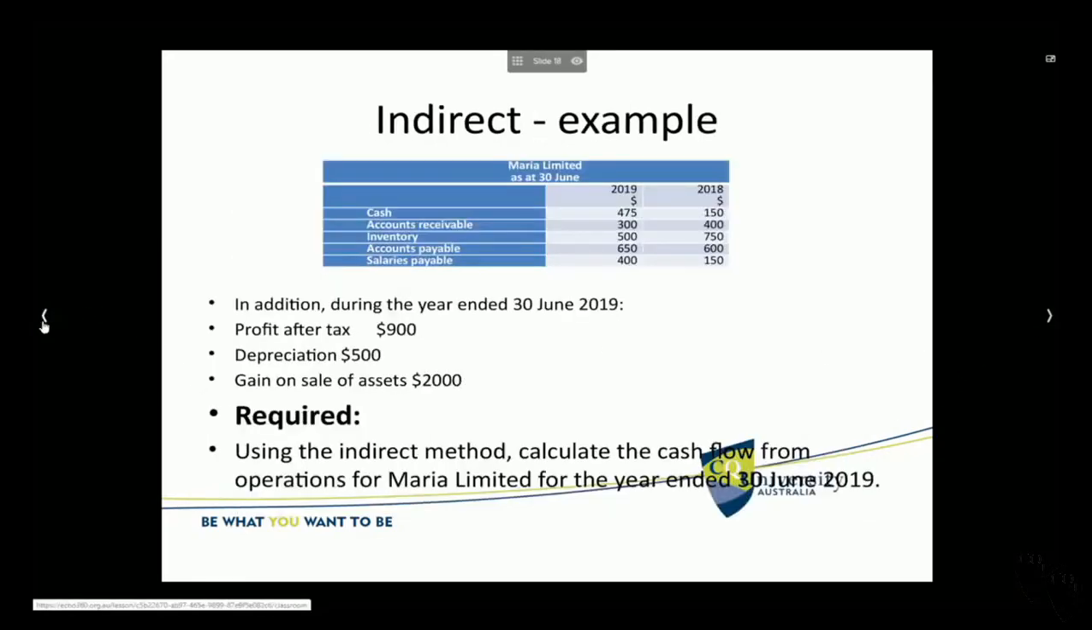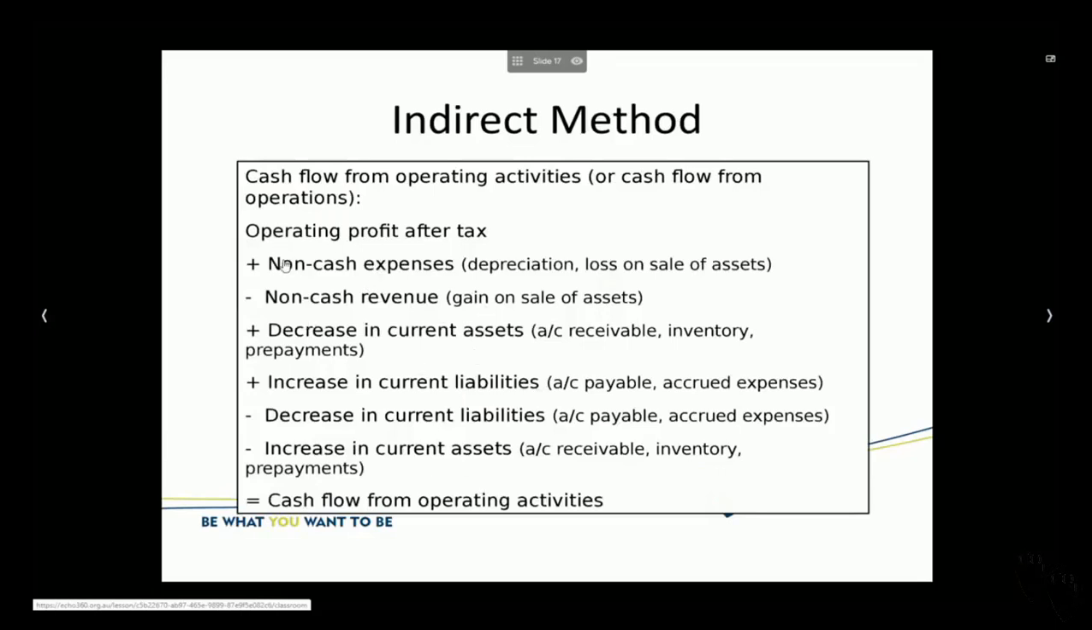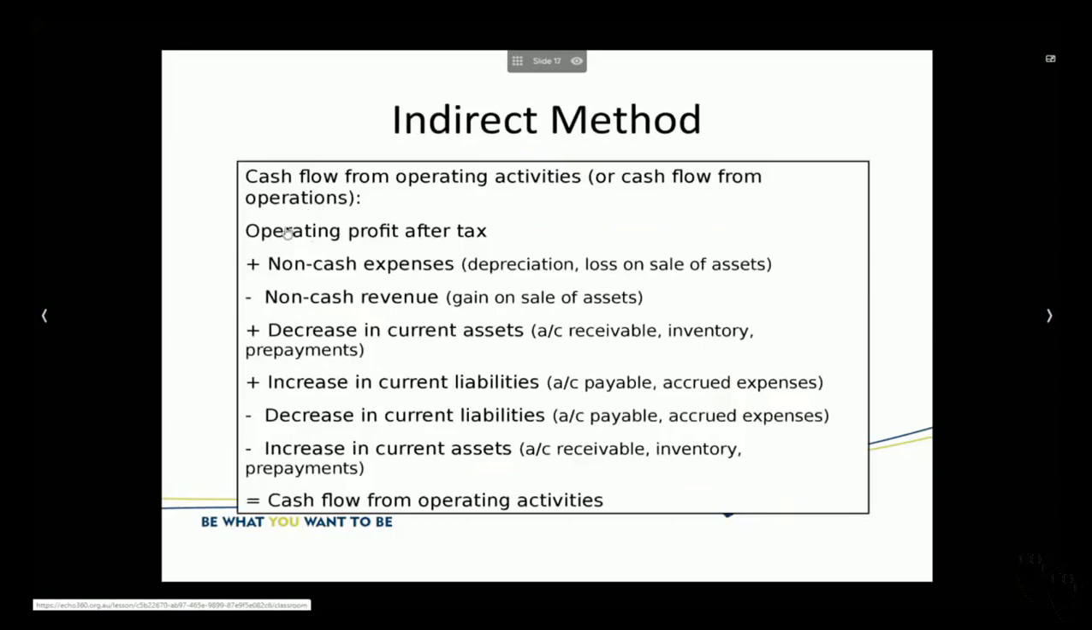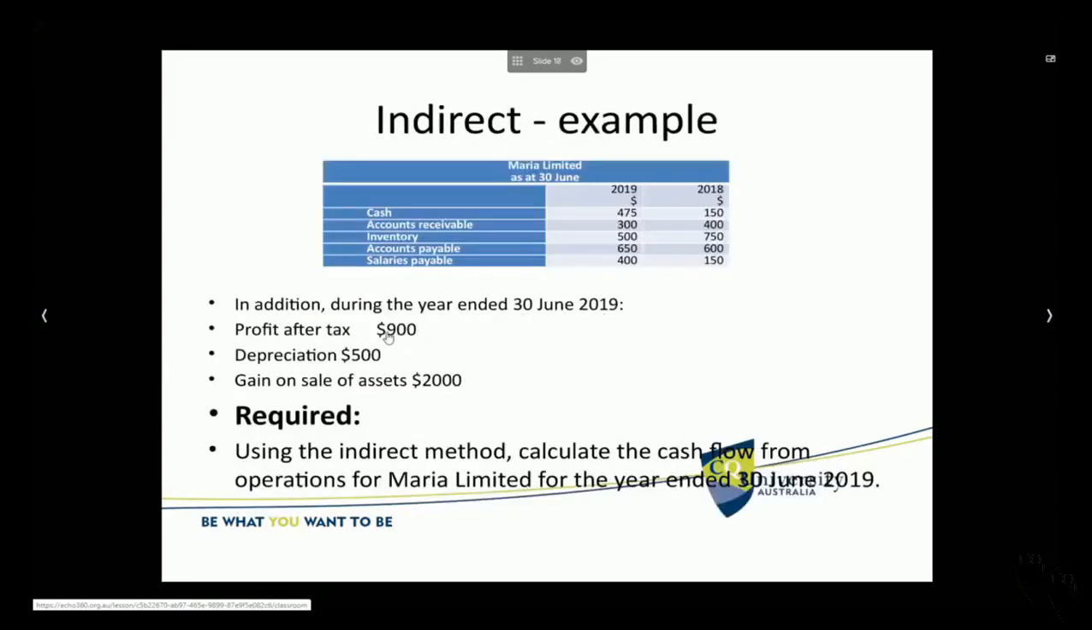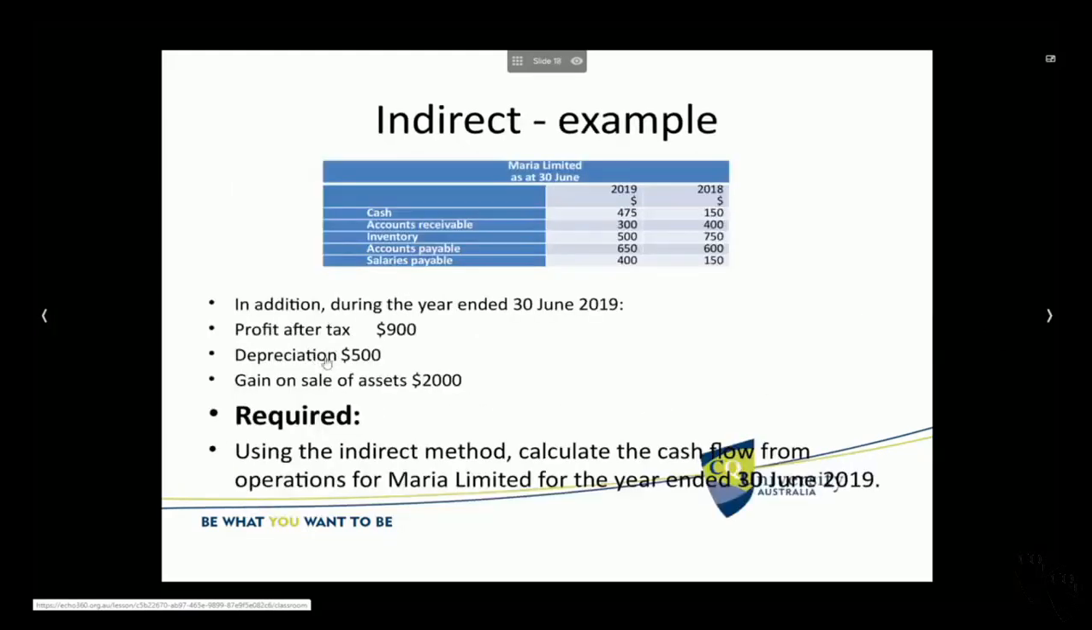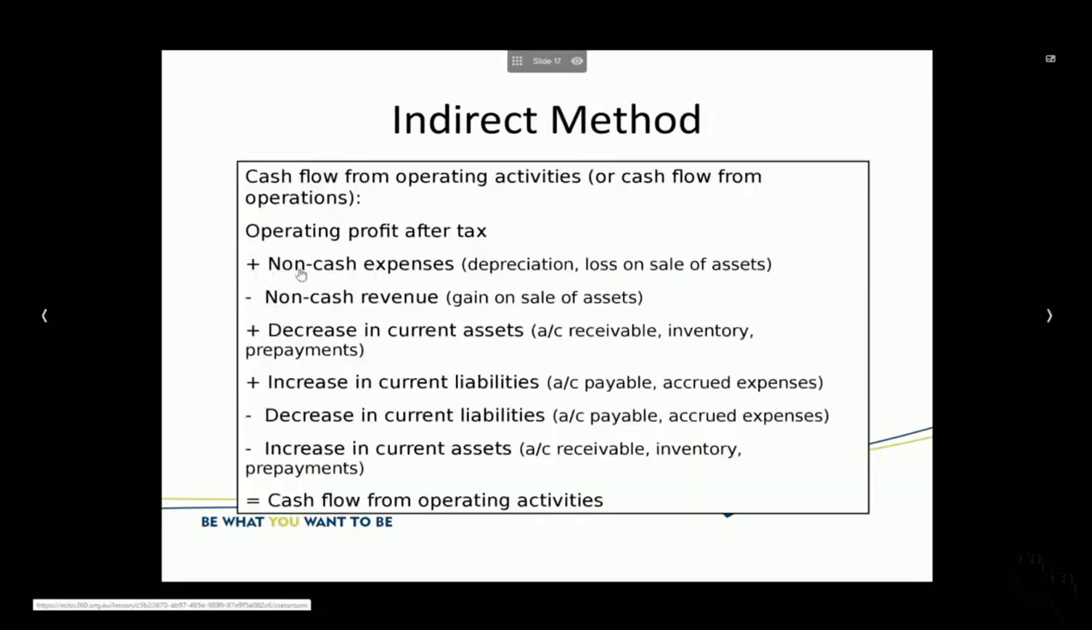Again, you're looking at this slide, so you can see what I'm going down. Operating profit after tax we're starting with. We were actually told that, so simply put $900 right next to this line here. Then we're going to have a look at what non-cash expenses we have. Do we have depreciation? Do we have a loss on sale of assets? Well, I can see we've got depreciation here, so you can put $500 next to that item. I can't see any loss on sale of assets in my information, so just the 500 goes next to this line item, non-cash expenses.